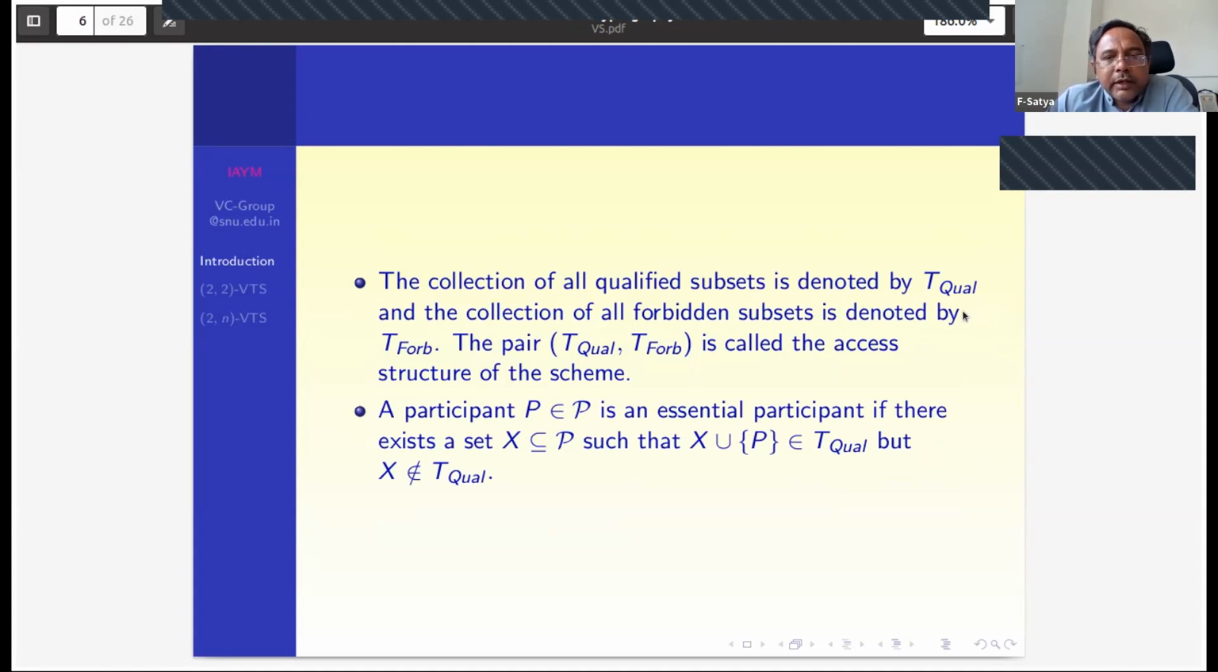The collection of all qualified subsets is qualified, and the others are forbidden. Those who cannot get it are forbidden. So it is called the access structure of the scheme, right?